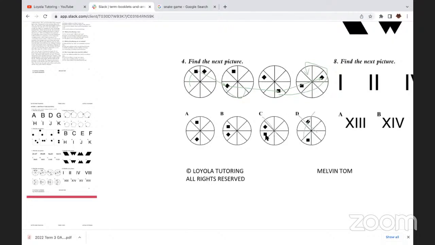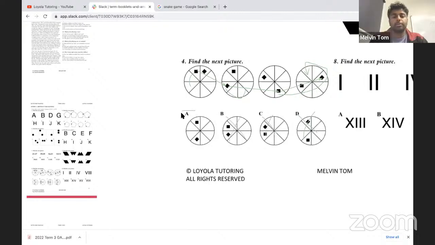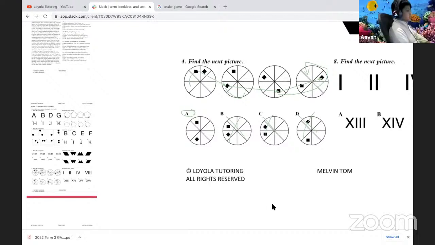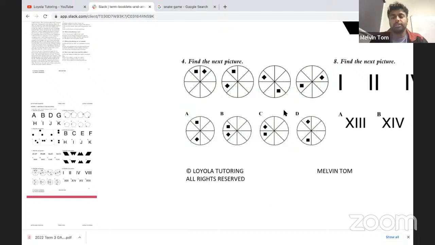I don't understand. Can you please say it again? It can't be B. So the only option we have left is A. Do you guys understand? Awesome. Cool. Thank you. You can all mute yourselves now.